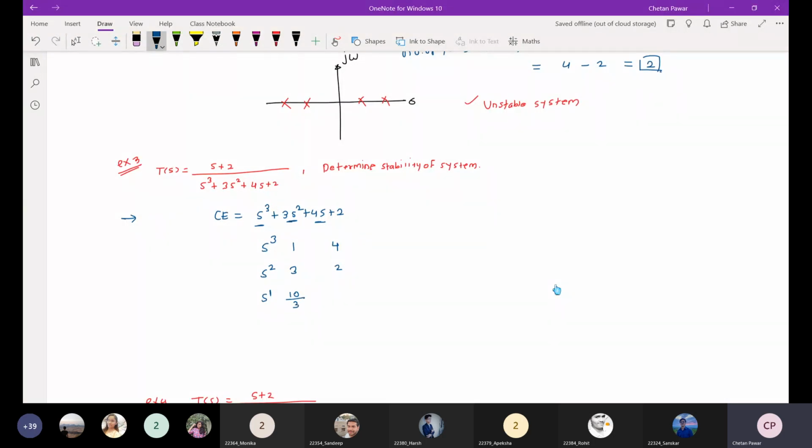Okay. So no elements here, so that term will be only 0, because no elements are there. Only two elements are there. So for s raised to 0: 10 by 3 into 2 minus 3 into 0, divided by 10 by 3. So that will be equal to 2.